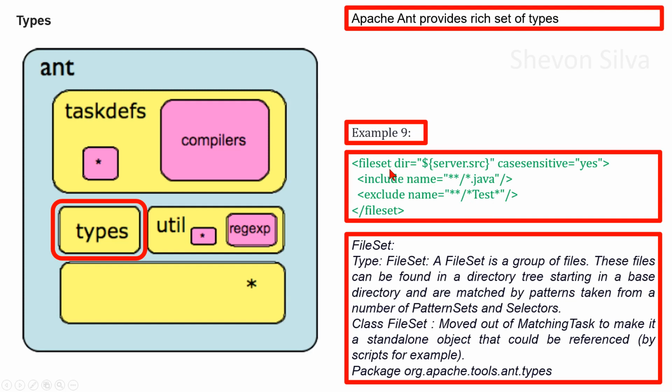With regarding API, we can consider class file set, moved out of matching task to make it a standalone object that could be referenced by script, for example. This is in the package org.apache.tools.ant.types. Here it groups all files in directory ${server.src} that are Java source files and don't have the text test in their name.